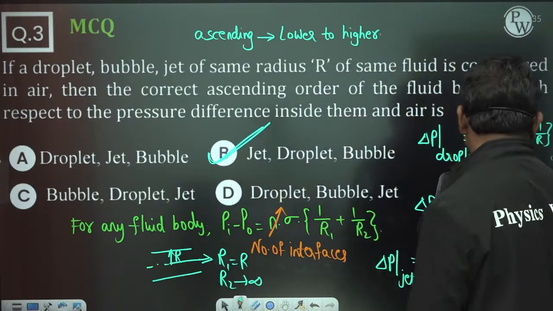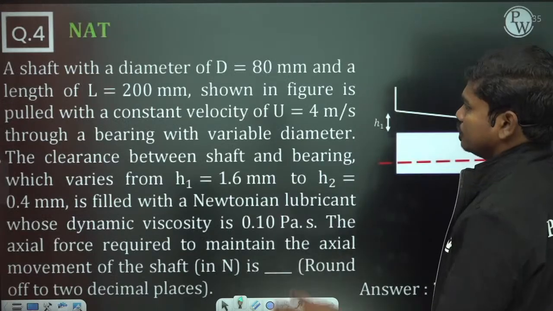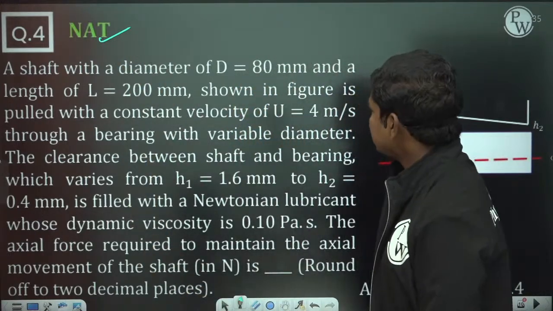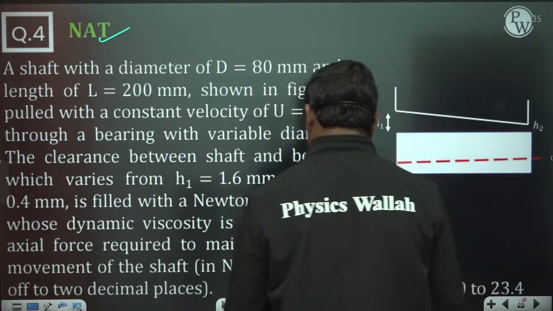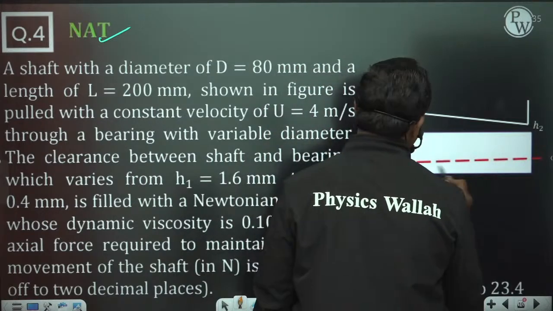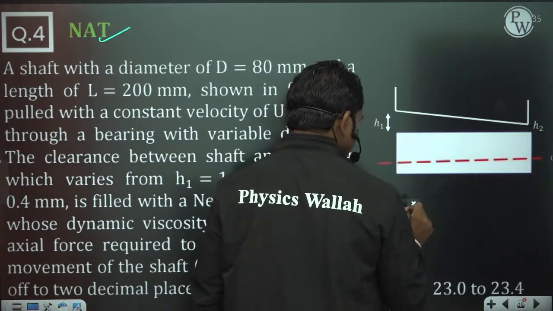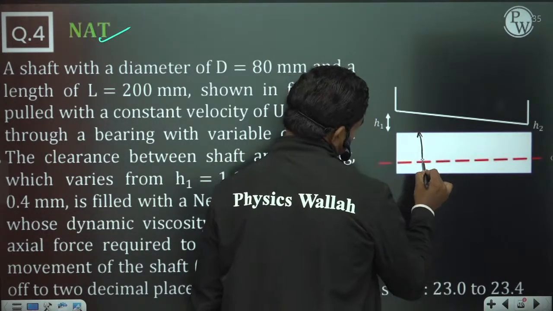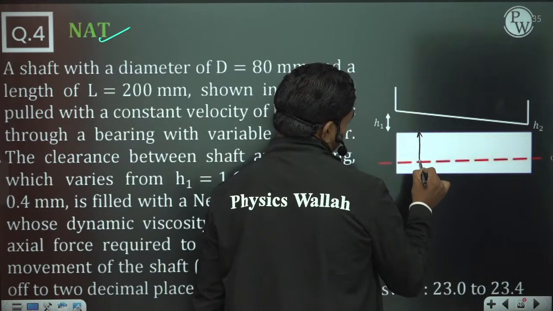Let's go for the next question. Fourth question: a shaft with a diameter D equal to 80 mm. So there is a shaft which is given, and the diameter of the shaft is 80 mm. Let us suppose this distance from the axis is 40 mm.